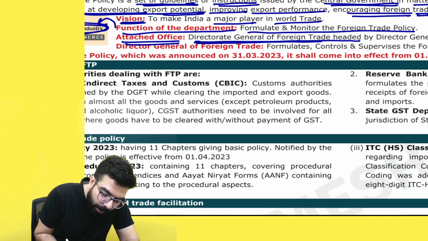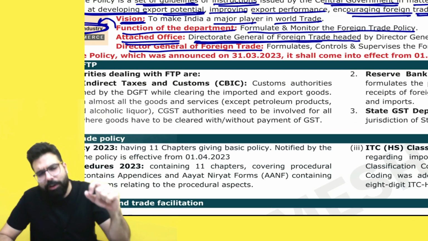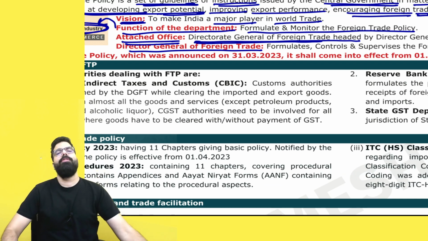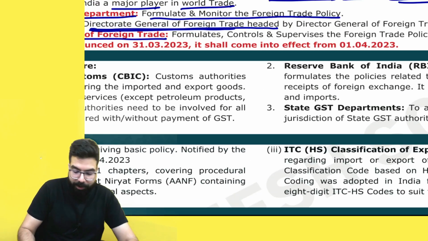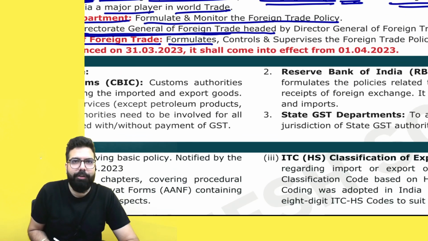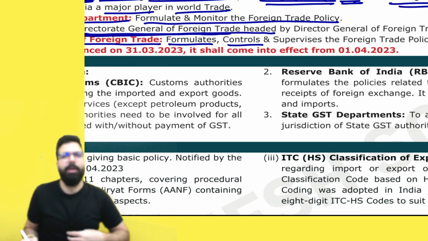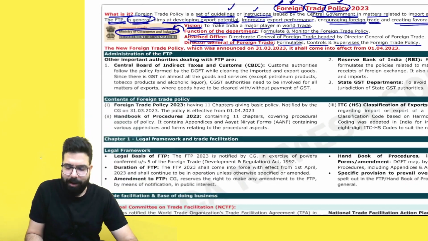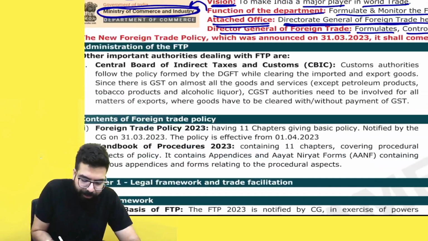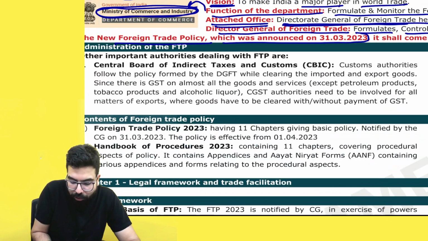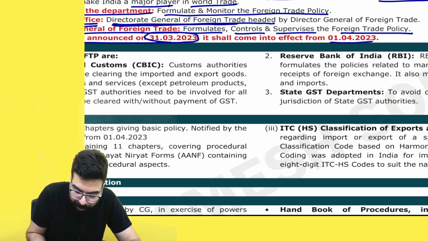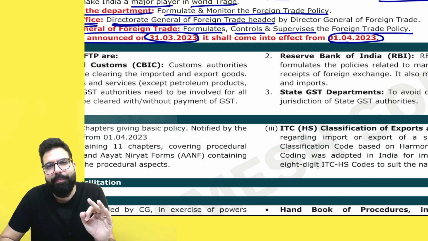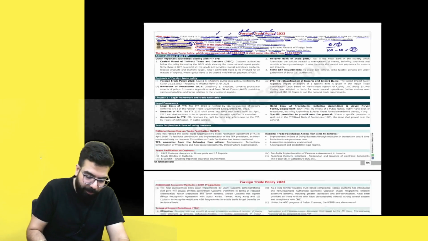Now, this Director General of Foreign Trade, ka work is to make the foreign trade policy. Sir, he formulates the foreign trade policy, he controls the foreign trade policy, he supervises the foreign trade policy, and currently the new foreign trade policy has been announced on 31st March, and it has come into effect from 1st of April. And Baba, this is the new foreign trade policy which we are going to learn.